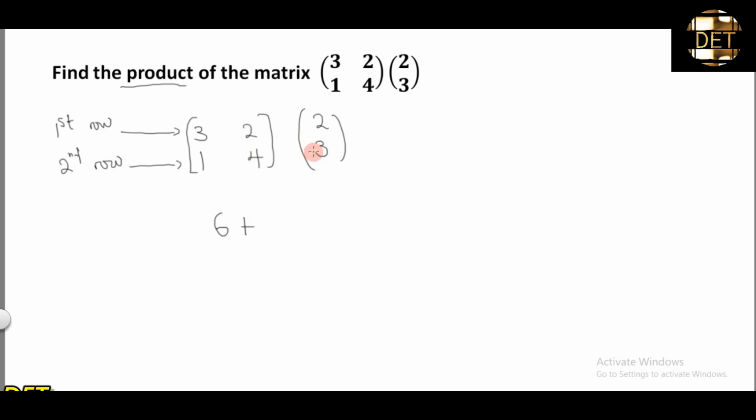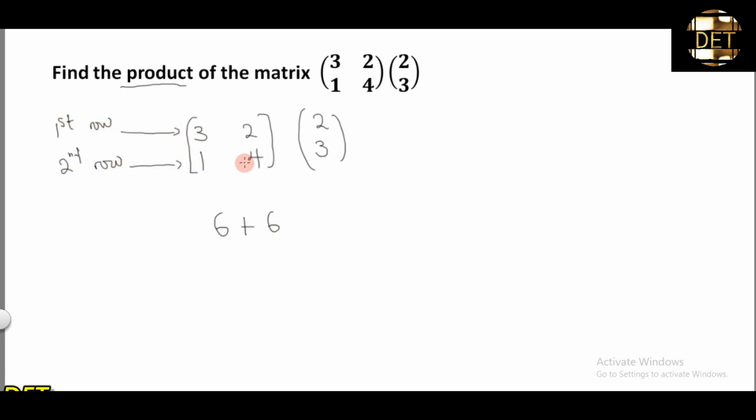2 times 3 will give me 6. So 6 plus 6. Again, first member for first member, second member for second member. 3 times 2 will give me 6, and 2 times 3 will give me 6. With that, I'm done with the first row.